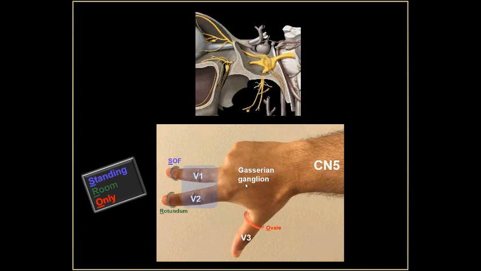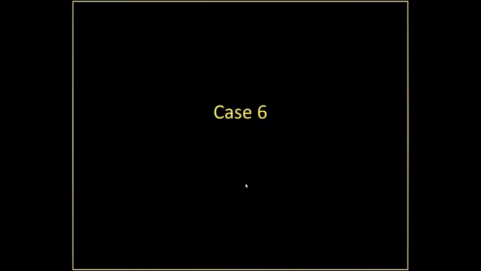So standing is supraorbital fissure, room is for rotundum, and only is for ovale. So you can use this mnemonic not only for this, but also, if you're part of a gang, this can also be a gang sign. All right, so we'll move on to our next case here.